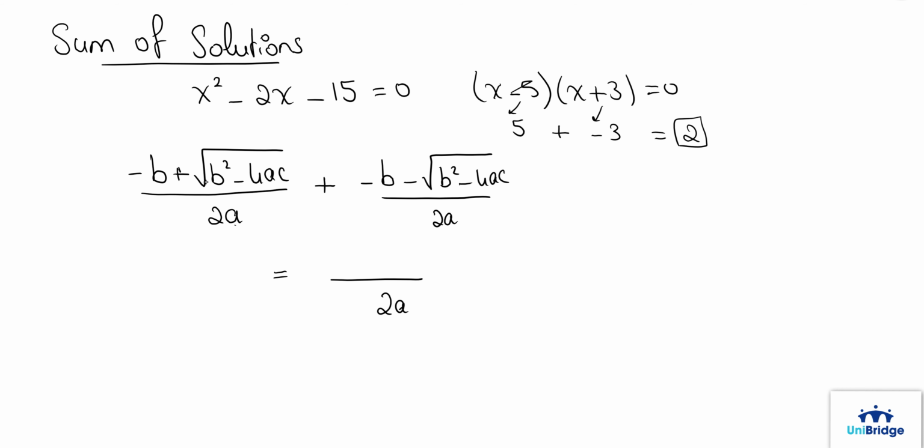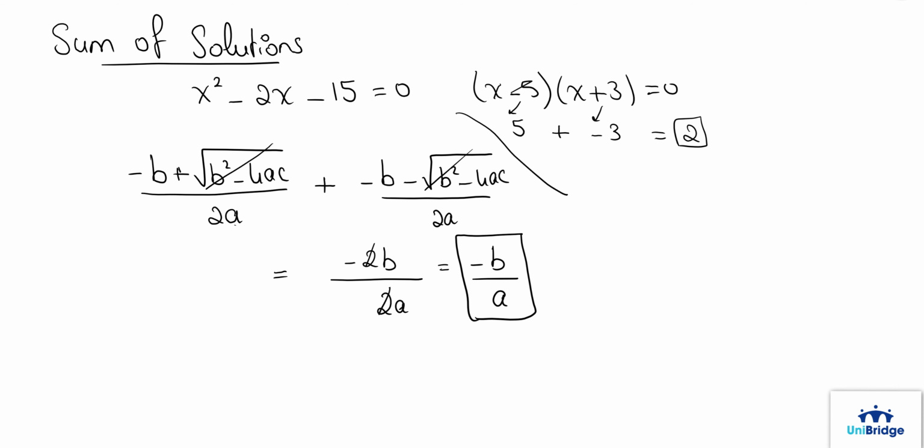And then you add the numerators. Negative b plus negative b is going to be negative 2b. And positive the root and negative the root cancel out. So you're going to end up with negative 2b over 2a, which you can even cancel the 2 with the 2 to get negative b over a. And this is what we want to focus on. If the question is asking for the sum of solutions, you don't actually need to get both solutions in order to get their sum, because we just proved that the sum is always going to be negative b over a.